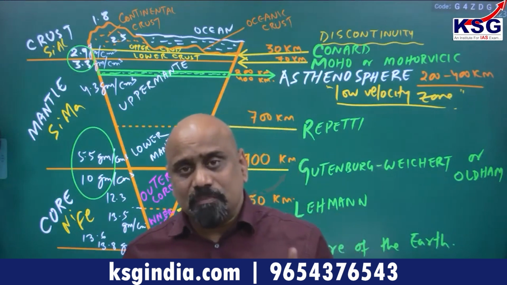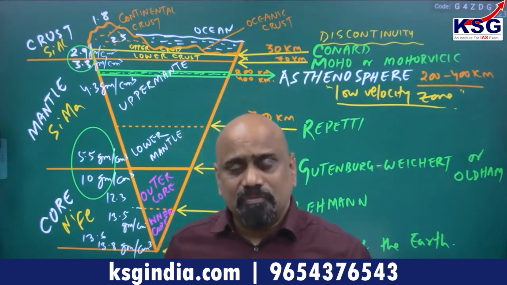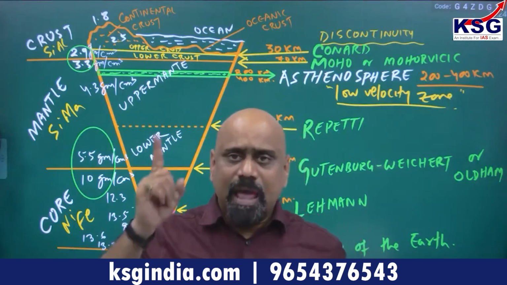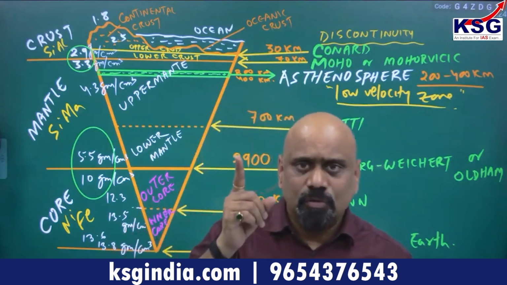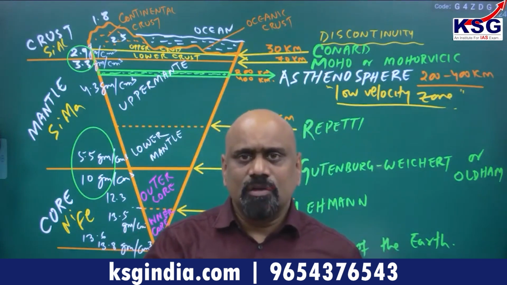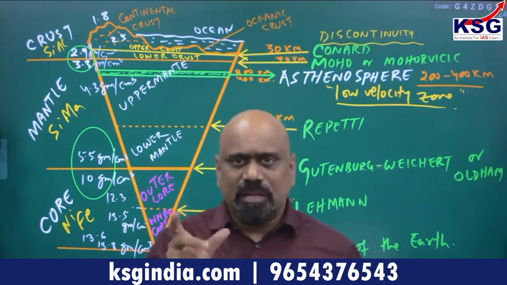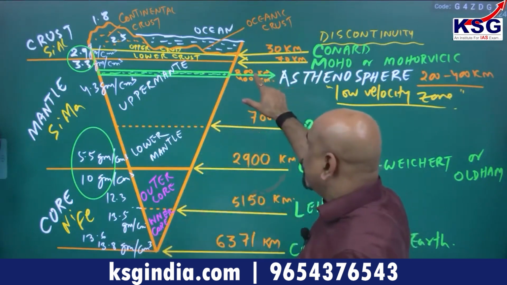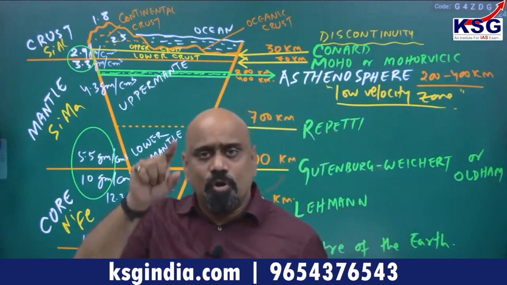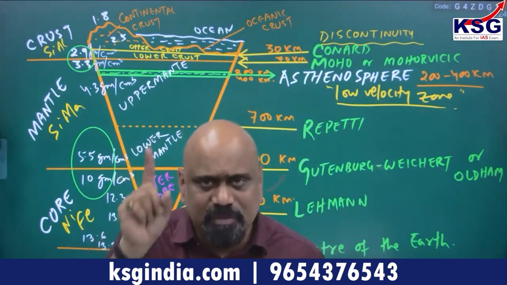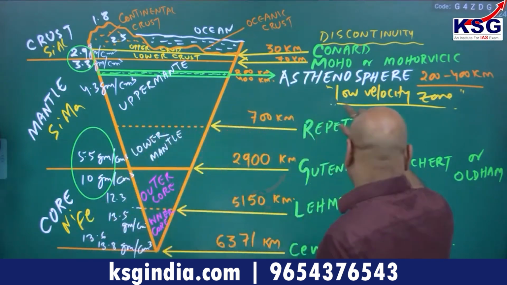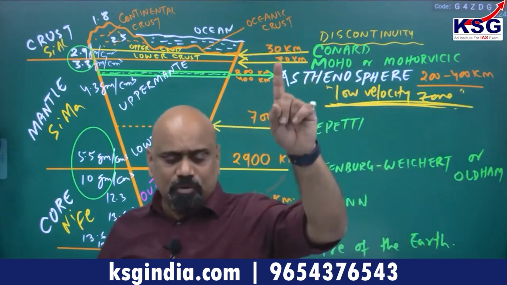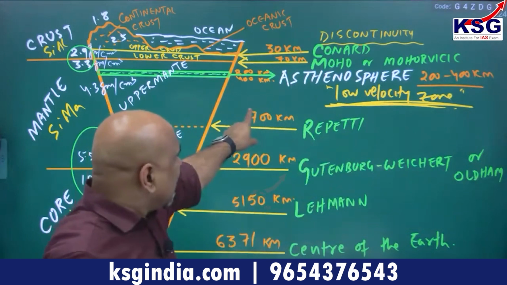So S wave and P wave both, if you are able to map their path and their velocity, you will be able to know about the earth interior. S wave cannot pass through liquid or gaseous matter. In semi-liquid, its velocity will be less. At the asthenosphere, 200 to 400 kilometer depth, we found both the velocity of P wave and S wave declines. That's why it is known as a low velocity zone.